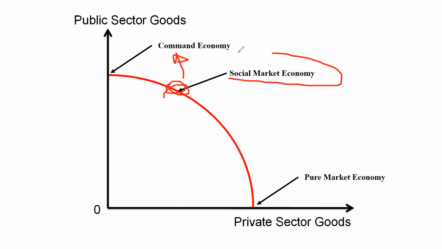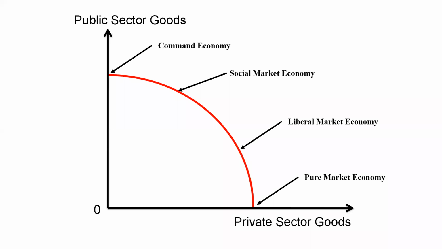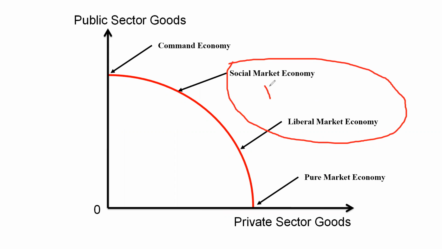This is called social market economy. Government interferes more and more in the economy. And if the economy is running somewhere around here, that means it is closer to the market economic system, like most Western countries, called liberal market economy. We can simply call these two a mixed economy. That's how very simply we present economic systems using the PPC.